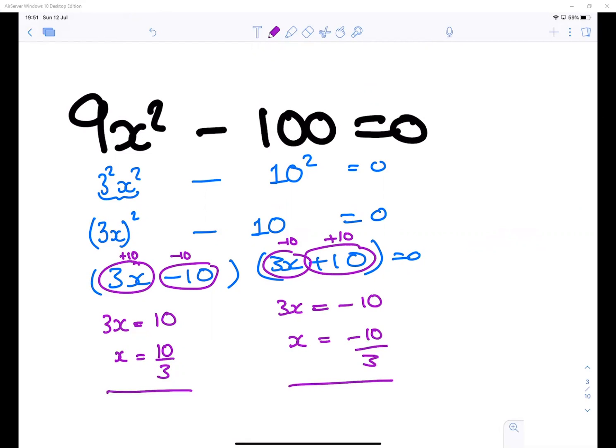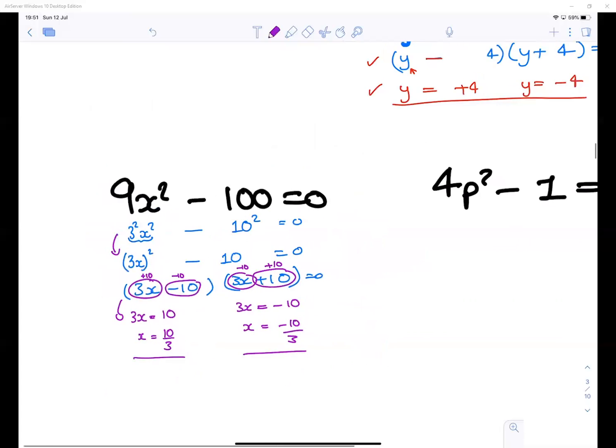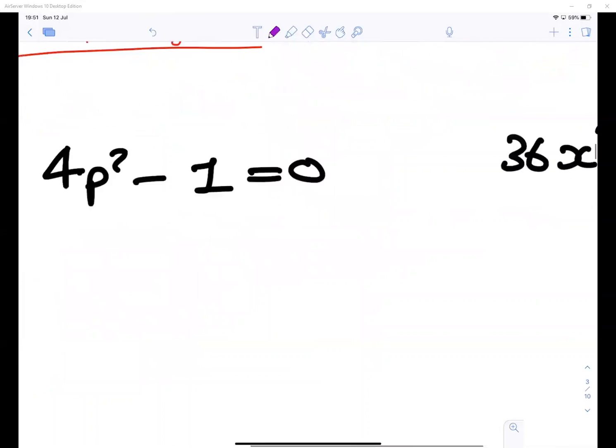Done. So this particular question had a few more extra lines of working out because we had extra work to do. So we had to change this line into this bit. Then we had to solve it. So we got 1, 2, 3, 4, 5 lines of working out in this particular question. Okay, one more question for you. This one here, go.